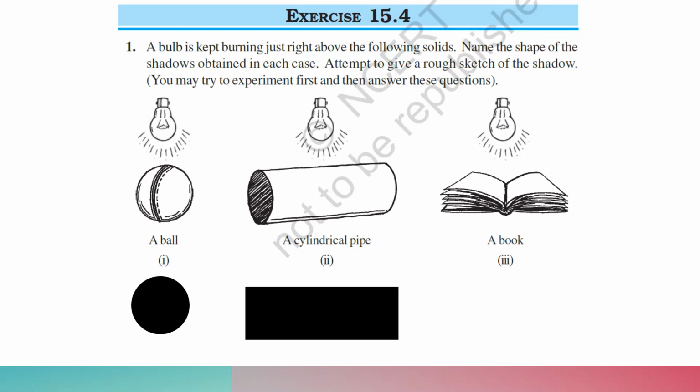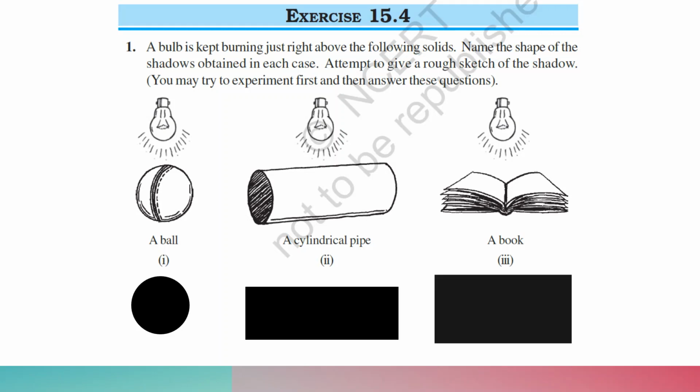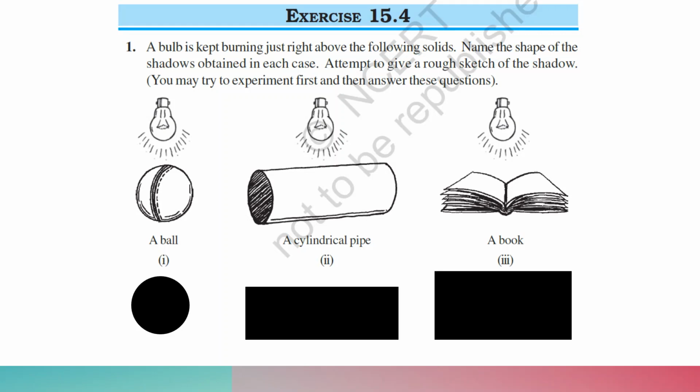The third one is the example of a book. When we project the light from the top of the book, again the shadow will be in the form of a rectangle. So this is how you can find out what kind of shadow you obtain when you project the light on a solid shape from different angles. The remaining questions of this exercise you can try at your home, and if you don't get them, come back to us, we will help you out.